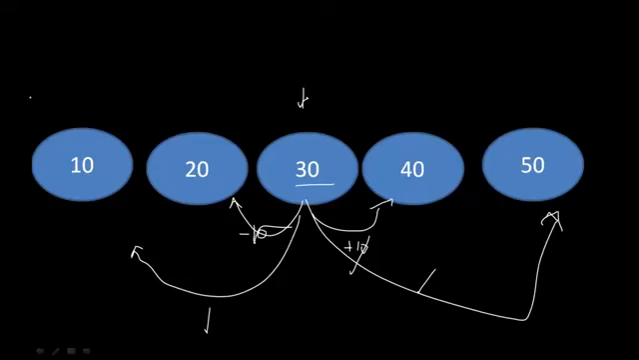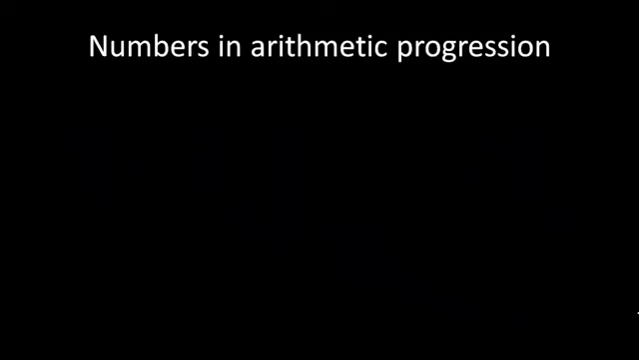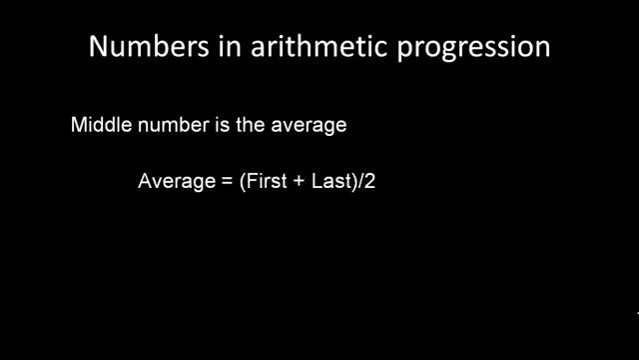Alright. Now, what is the average of these numbers if I don't want to calculate the middle number? It's the average of the first number and the last number. What is the average of these numbers? 30. Can I say 30 is equal to 10 plus 50 by 2? That will also give me the average. So from here we can conclude that the average of the numbers which are in arithmetic progression is the middle number, or it's the first number plus last number divided by 2.